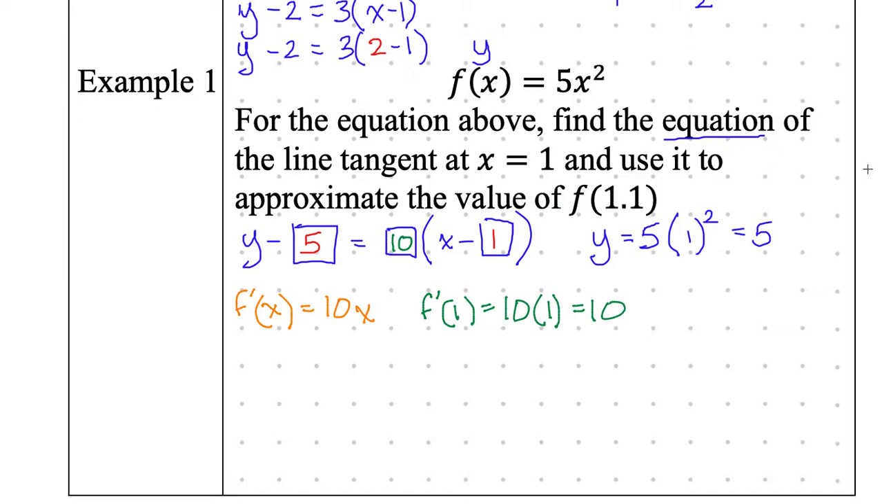All right, so let's go ahead and do it. I'm going to rewrite our equation down here. We have y minus 5 is equal to 10 times the quantity of something minus 1. That something, the x that I'm plugging into, is 1.1. So I'm going to say 1.1. All right, and then some more mental math. What is 1.1 minus 1? 0.1.